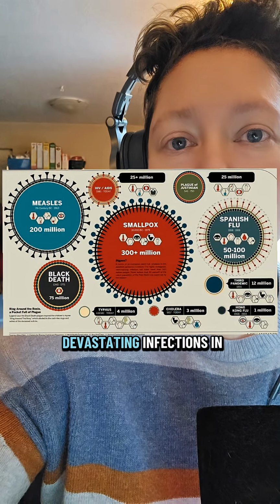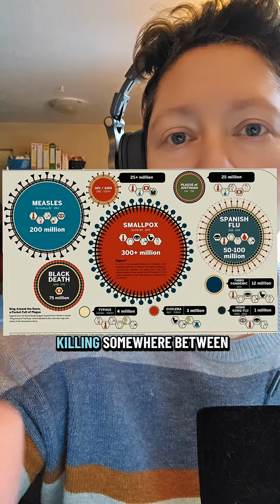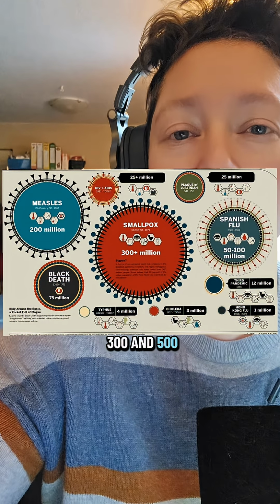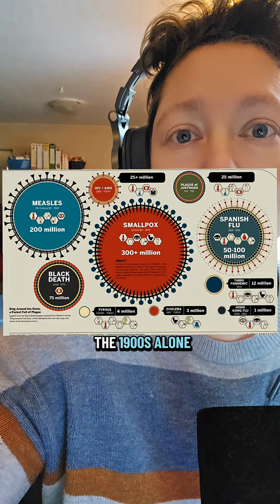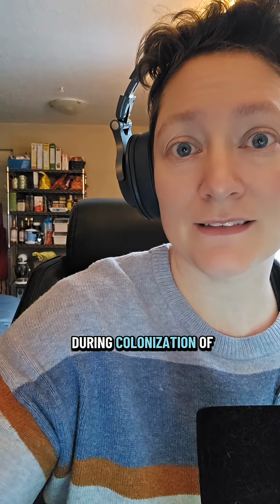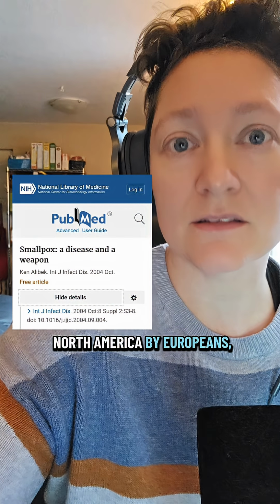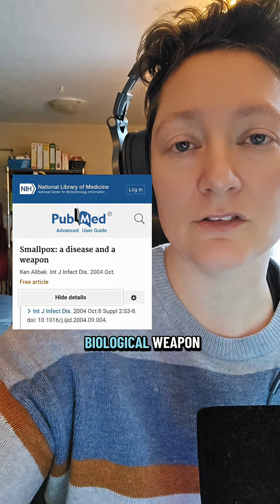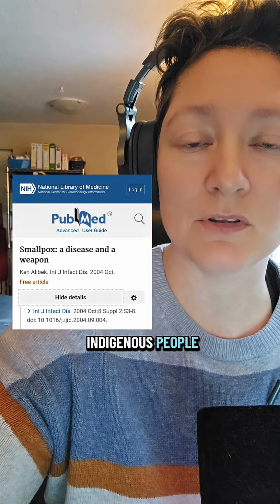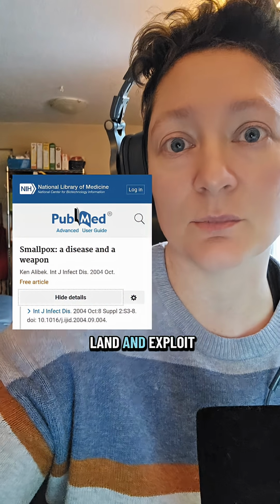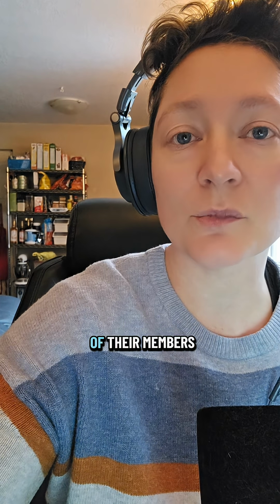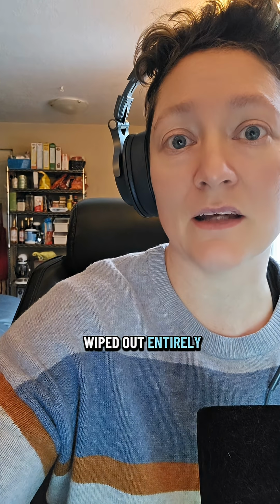Smallpox is one of the most devastating infections in history, killing somewhere between 300 and 500 million people in the 1900s alone pre-eradication. During colonization of North America by Europeans, smallpox was deliberately used as a biological weapon to wipe out indigenous peoples so that colonizers could take their land and exploit their resources. Some tribes lost 50 to 85% of their members, and some were wiped out entirely.